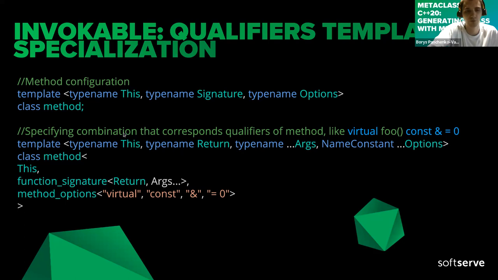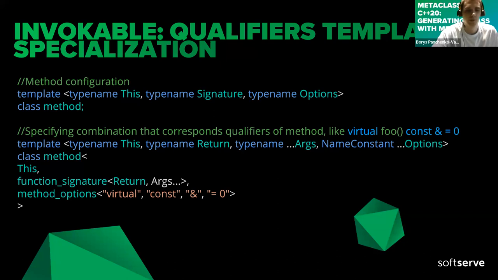If we want to specify an implementation for some method options, we can use partial specialization in this case. We are basically ignoring the return type, the arguments and other stuff. We are only addressing options here. So we are stating that if the sequence is virtual, const, L value and pure virtual, then we do some implementation for it.